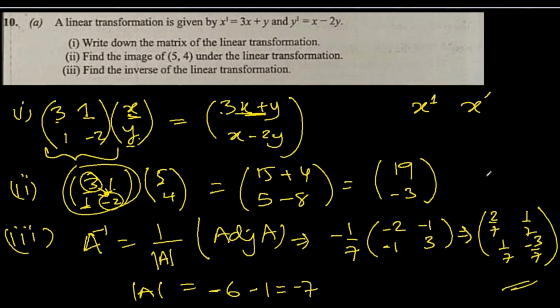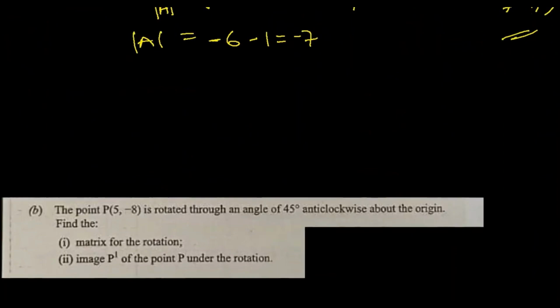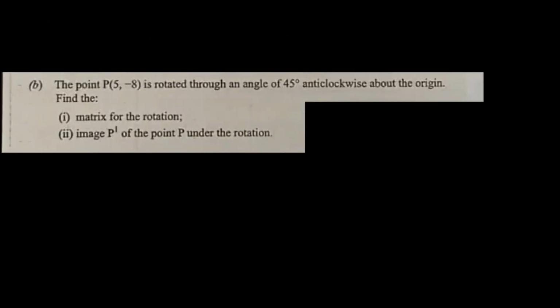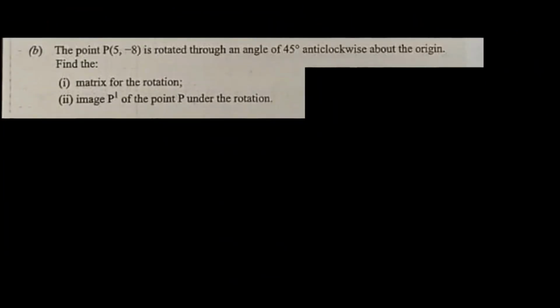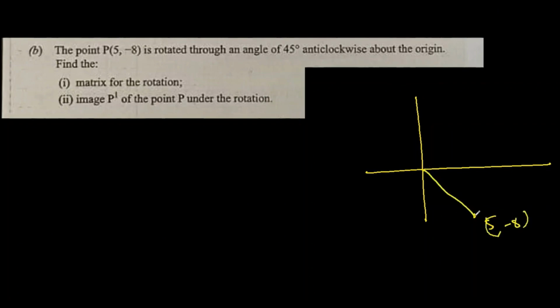Let's move on to the next part. Here they're saying the point 5, minus 8 is rotated through an angle of 45 degrees anti-clockwise. So 5, minus 8 will be somewhere here. And this is a vector joining these two. It is rotated by 45 degrees. So let's say 45 degrees is somewhere here. I'm just assuming, okay? I'm not doing it accurately.